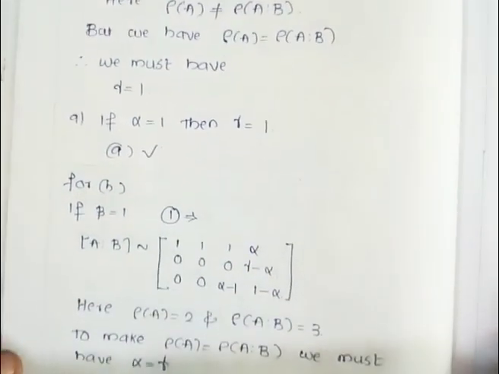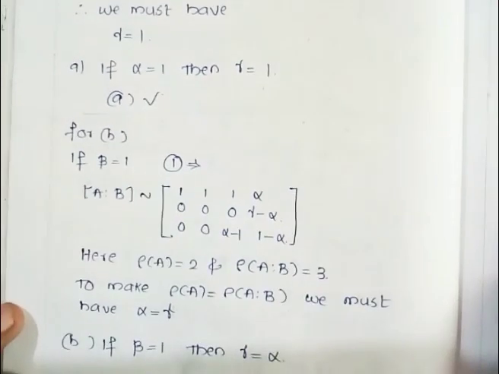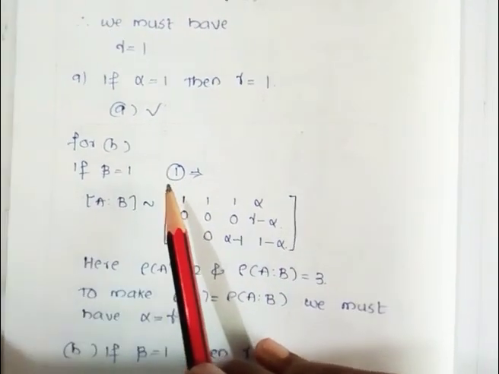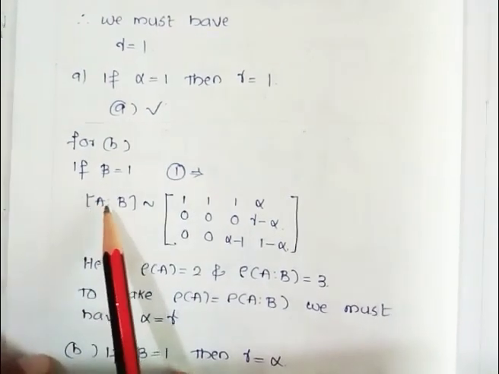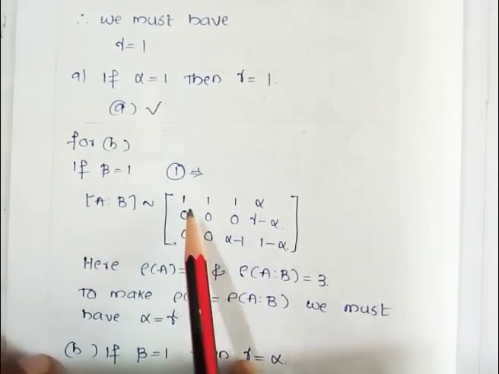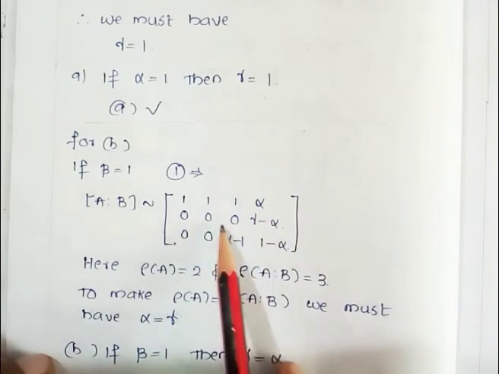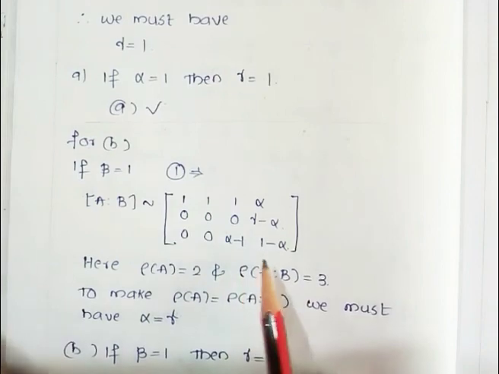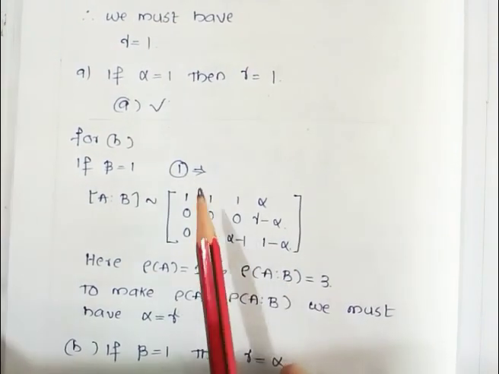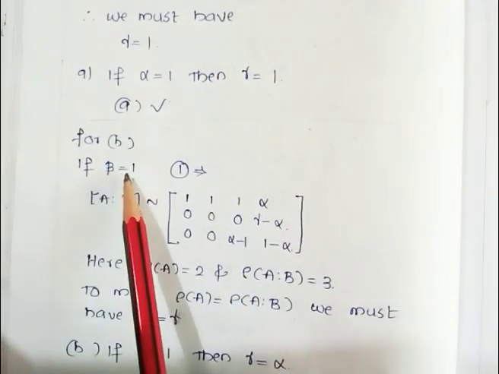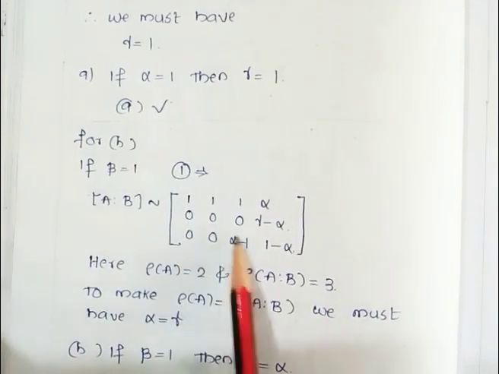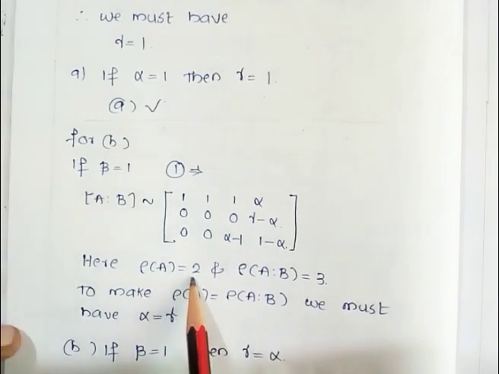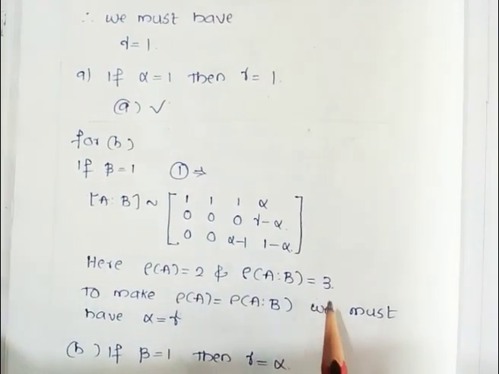Now for the second option, B: if beta is equal to 1, our first matrix, that is our row reduced form, will become the augmented matrix B, which is similar to 1, 1, 1, alpha, 0, 0, 0, gamma minus alpha, 0, 0, alpha minus 1, 1 minus alpha. Here we see that rank of A is equal to 2 and the rank of the augmented matrix is equal to 3.